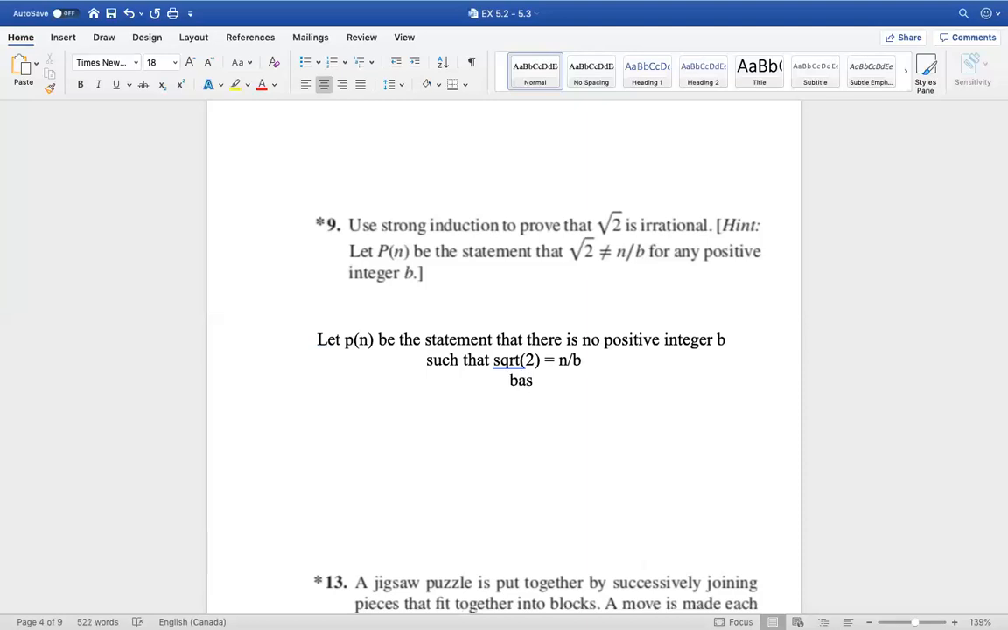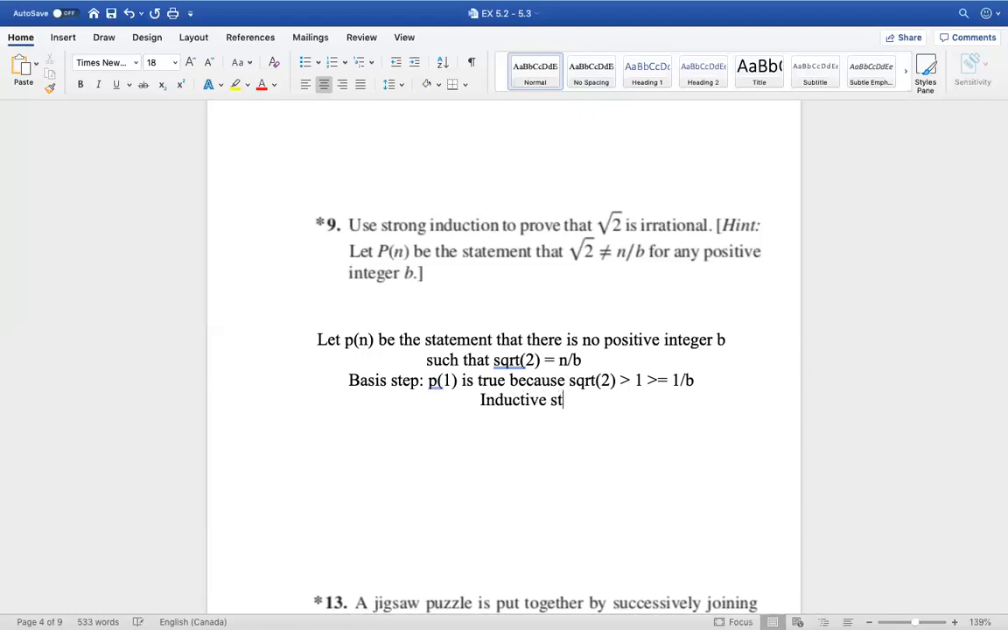So we do the basis step. In the basis step, P(1) is true. Why is it true? Because square root of 2 is greater than 1, which is greater than or equal to 1 over b, since square root of 2 is around 1.41. Because it's greater than 1 over b, the basis step is true. Now we move toward the inductive step.